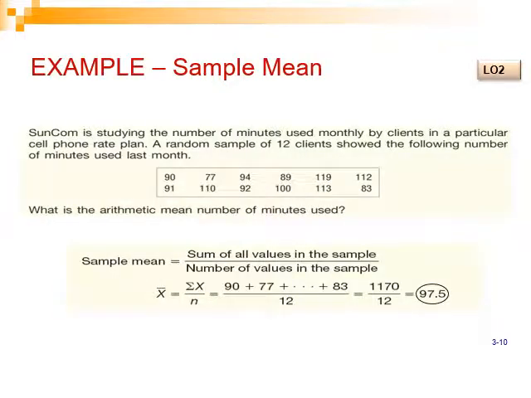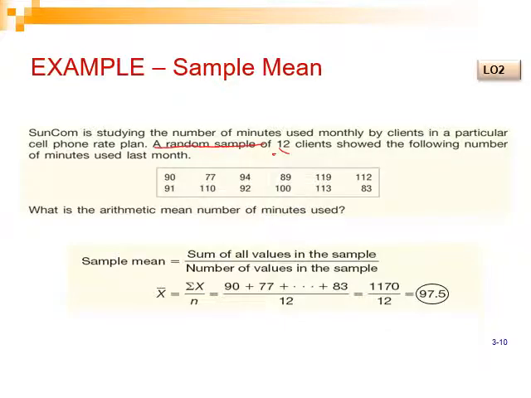Let's take an example. SunCam is studying the number of minutes used monthly by Chileans in a particular cell phone rate plan. A random sample of 12 Chileans showed the following number of minutes used last month. So we have a random sample. He already said a random sample. We have only 12 values.